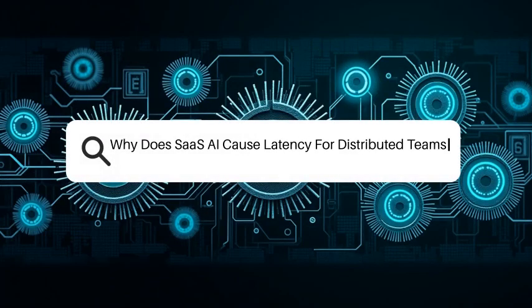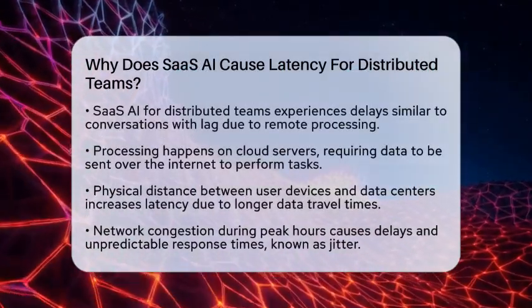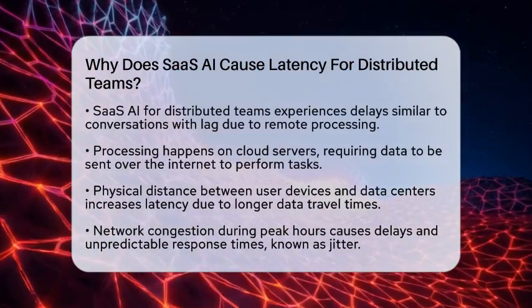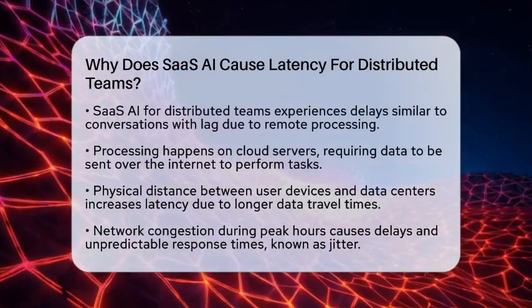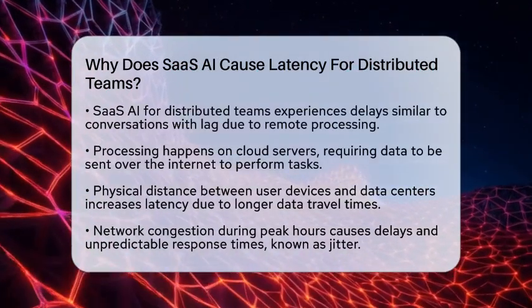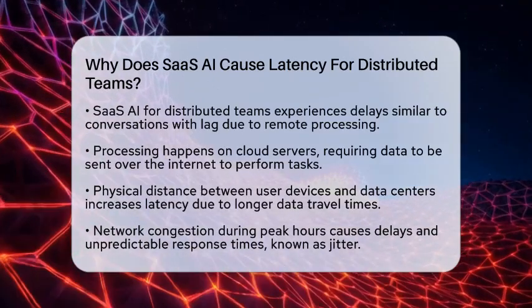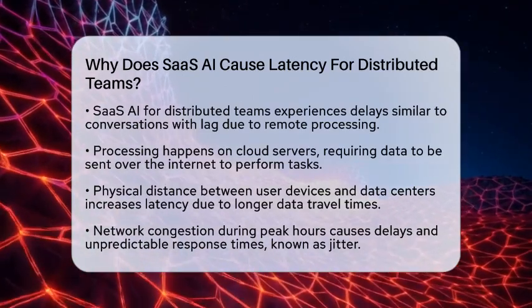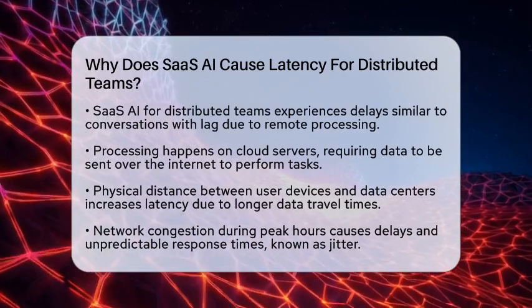Why does SaaS AI cause latency for distributed teams? Imagine trying to have a conversation with someone across the world and experiencing a slight delay every time you speak. That's similar to what happens with SaaS artificial intelligence for teams spread out across different locations. When you use software as a service artificial intelligence solutions, the processing isn't happening on your local machine. Instead, it's on remote cloud servers.